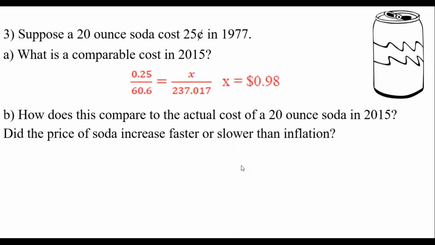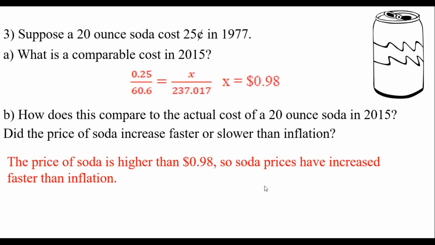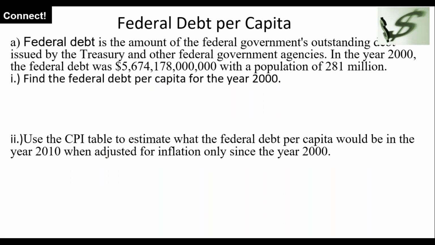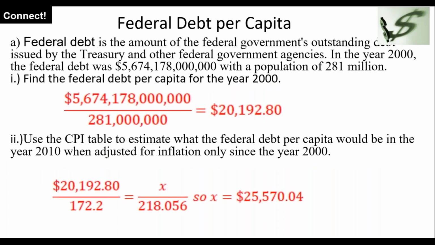We're comparing the price of soda. Suppose a 20-ounce can cost 25 cents in 1977. What's the cost in 2015? Well, it would be 98 cents. How does this compare to the actual cost of a soda? Right now, the price of sodas is actually more, so they've increased faster than inflation. So that might be a statement that you could make. Okay, here's just a couple more.